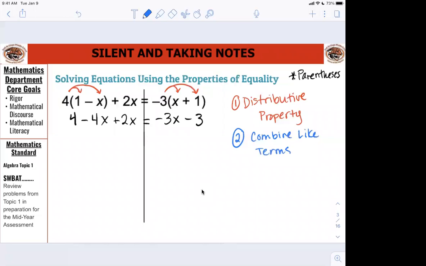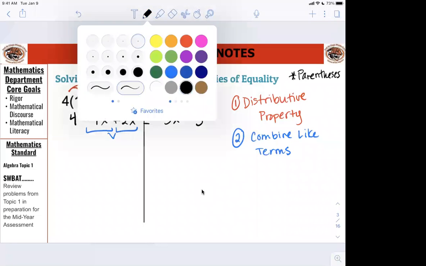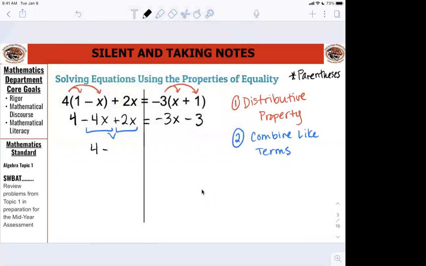So it will be 6x, right? Well, careful. Don't forget that this negative always belongs to the number that comes right after it. So even though technically this says 4 minus 4x, we think about it as a negative 4x, because when you combine like terms, that's going to be negative 4 plus 2, which gives me negative 2. Negative 2, exactly. So now I have 4 minus 2x equals negative 3x minus 3.